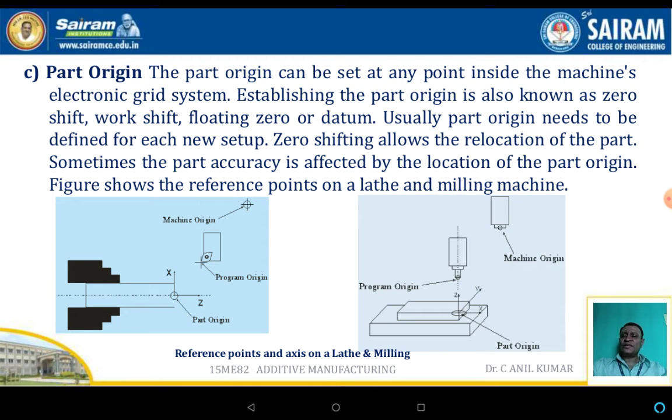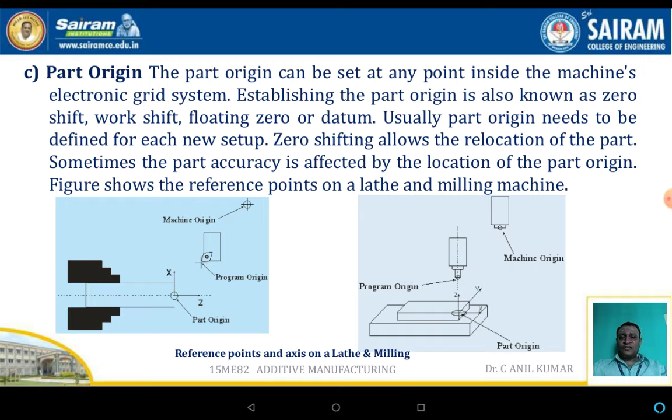Now the part origin. The part origin can be set at any point inside the machine electronic grid system. Establishing the part origin is also called the zero shift, work shift, float zero or datum. Usually the part origin needs to be defined for each new setup. Zero shift allows the relocation of the part. Sometimes part accuracy is affected by the location of the part origin.